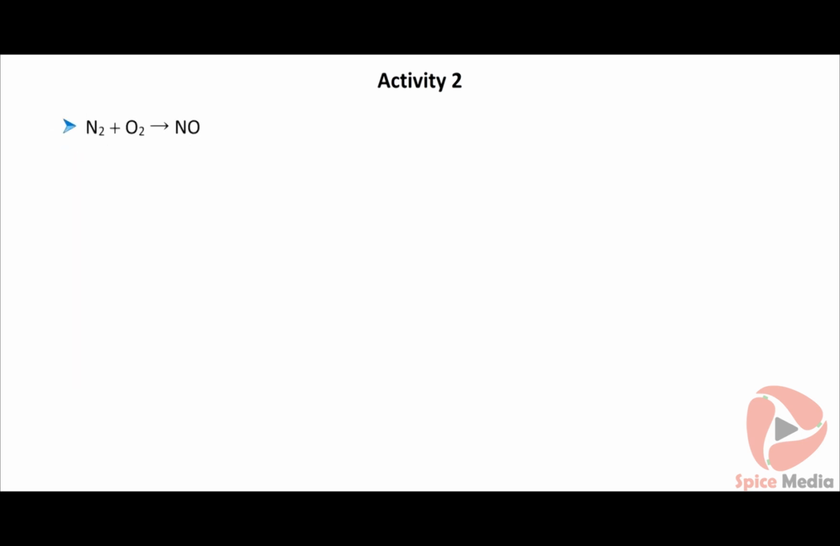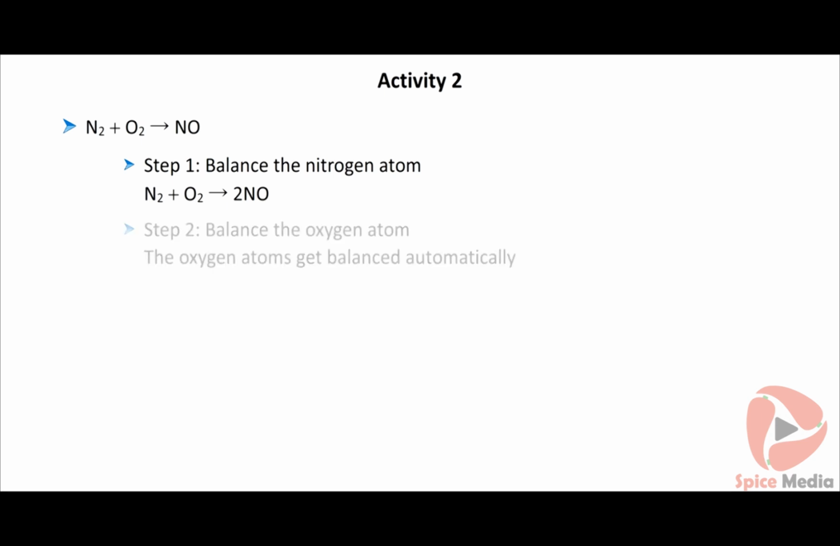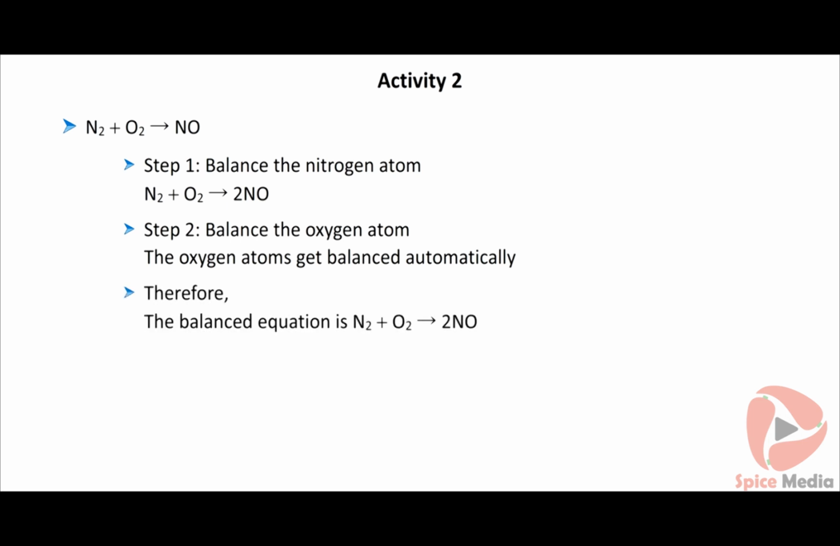N2 plus O2 gives NO. Step 1. Balance the nitrogen atom. There are 2 nitrogen atoms on the reactant side and 1 on the product side. Therefore, the atoms of nitrogen on the product side is multiplied by 2. Then we get N2 plus O2 gives 2NO. Step 2. Balance the oxygen atom. The oxygen atoms get balanced automatically. Therefore, the balanced equation is N2 plus O2 gives 2NO.